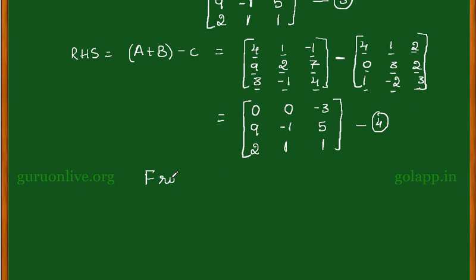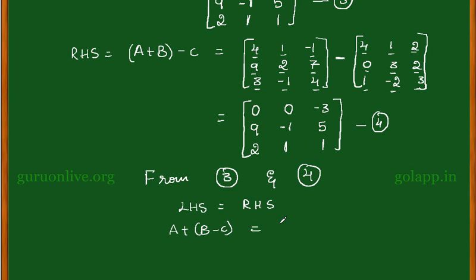From equations 3 and 4, we can say LHS is equal to RHS, which is A plus of B minus C is equal to A plus B minus C.